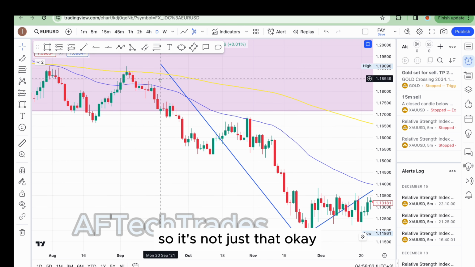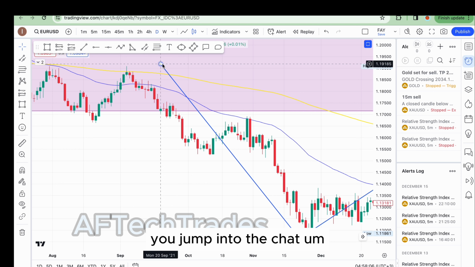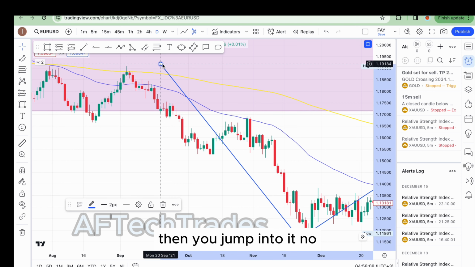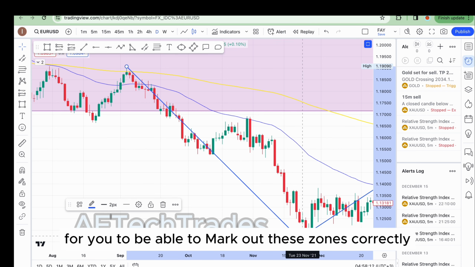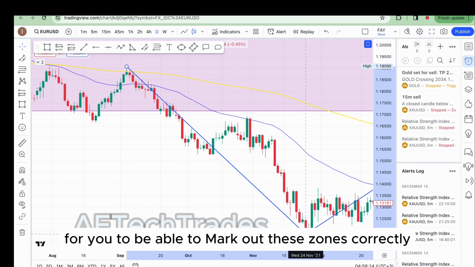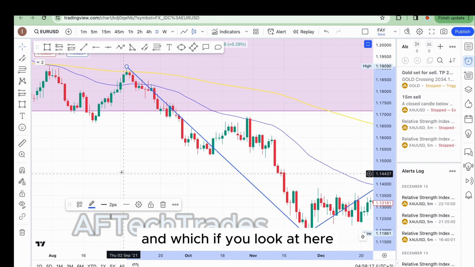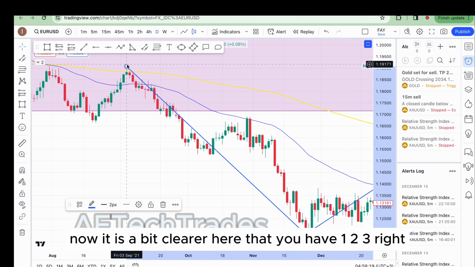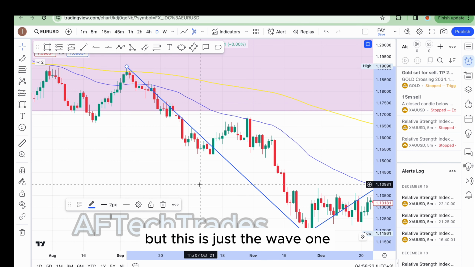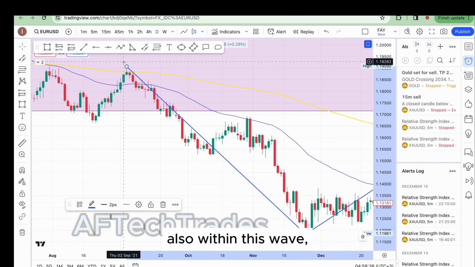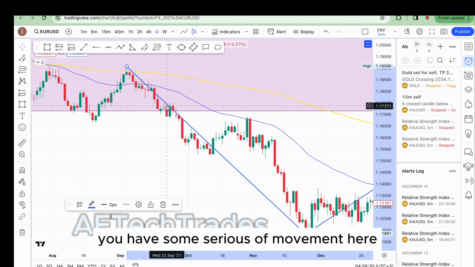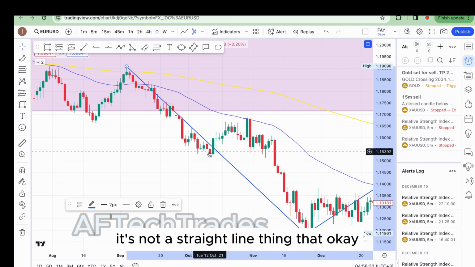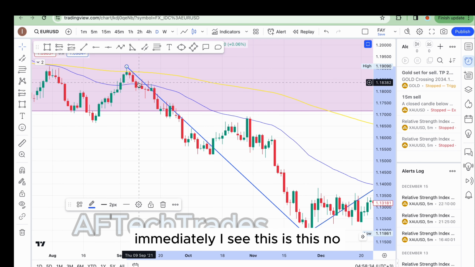So it's not just that you jump into the chart, you see this, then you jump into it. No, it needs a lot of patience for you to be able to mark out these zones correctly. If you look at here now, it is a bit clearer that you have 1, 2, 3, but this is just the wave 1. Also within this wave, if I go down further, you will see that you have a series of movement here. It's not a straight line thing where immediately I see this is this.